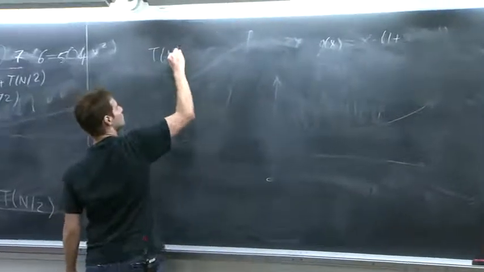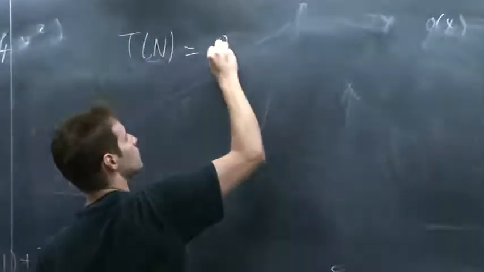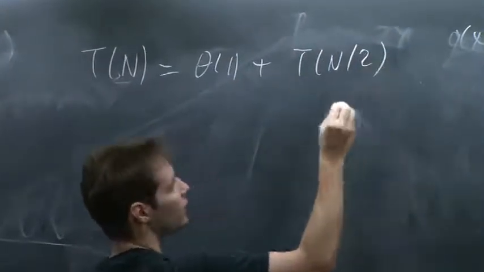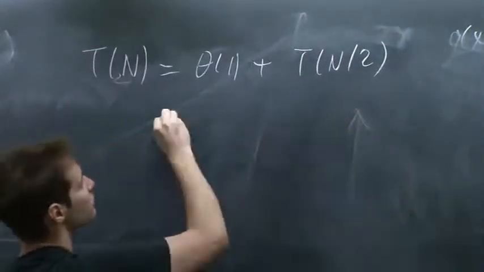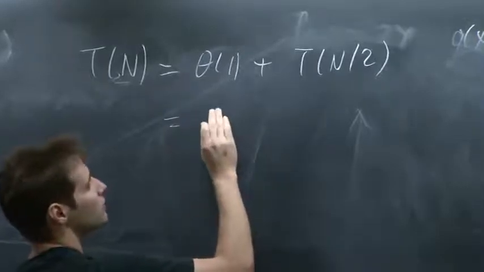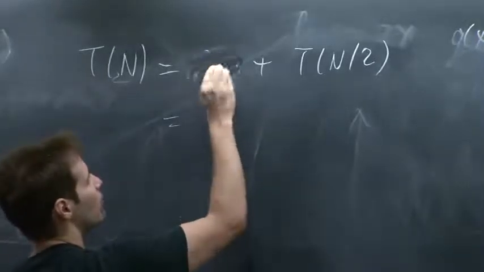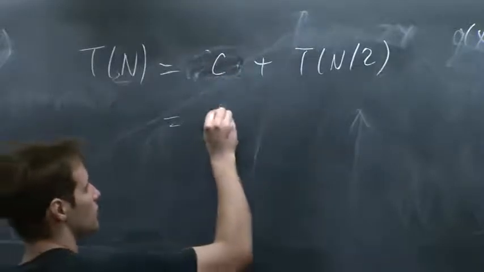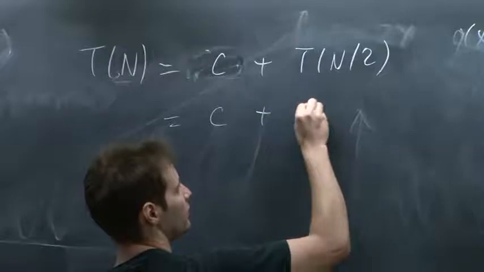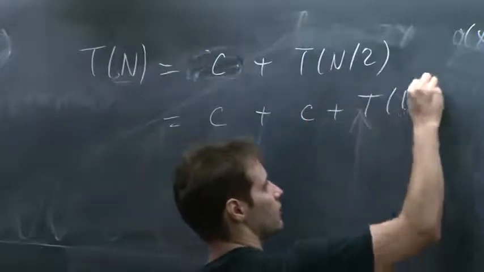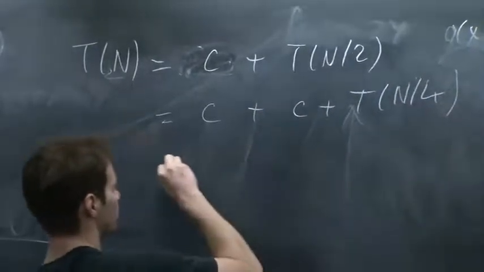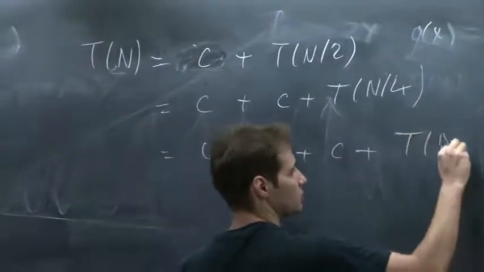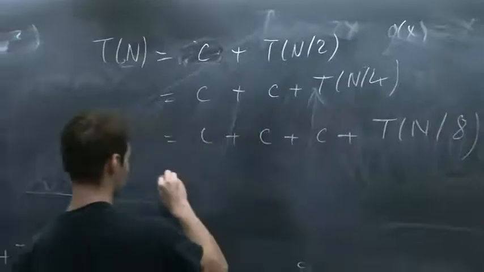So t of n equals theta of 1 plus t of n over 2. I'm going to expand this using the definition. And theta of 1 is long, so I'm going to call this c instead. It's a constant, right? So c plus, expanding this, c plus t of n over 4. I'm going to expand it again. And again.